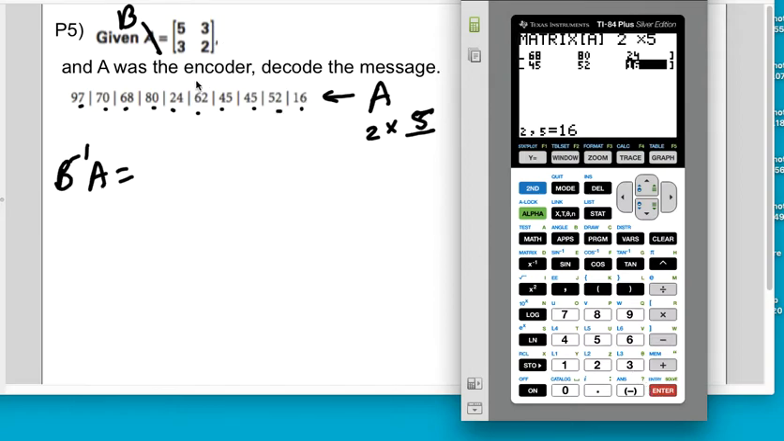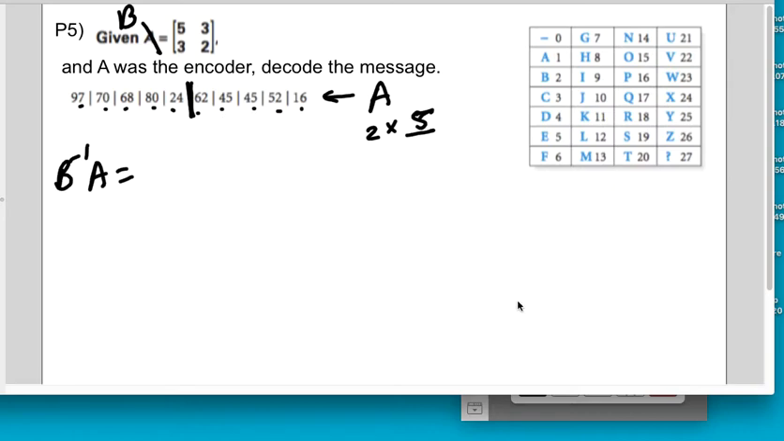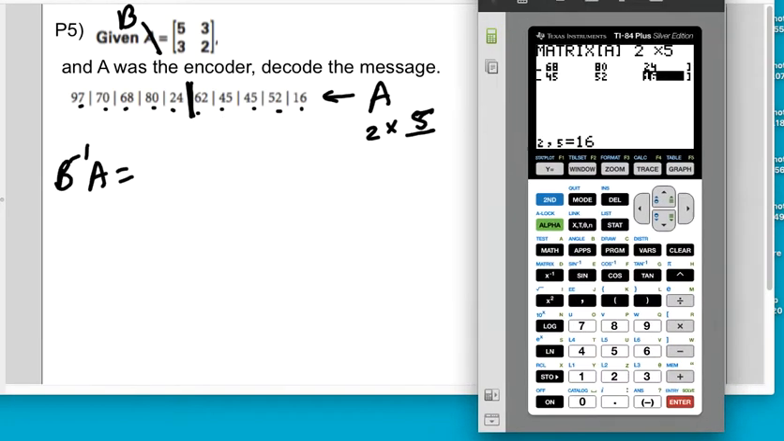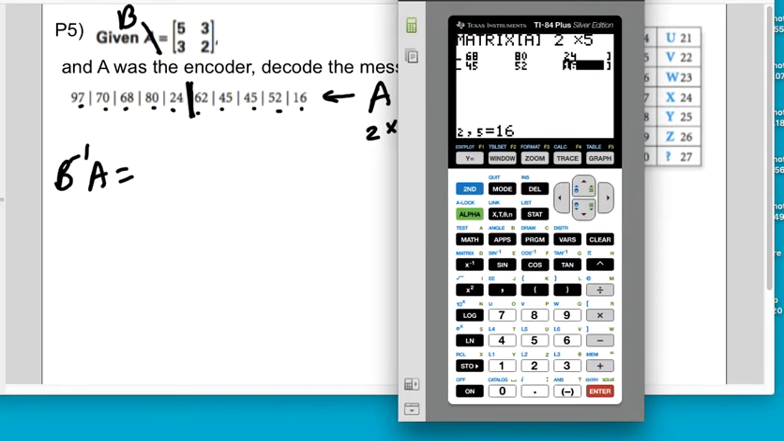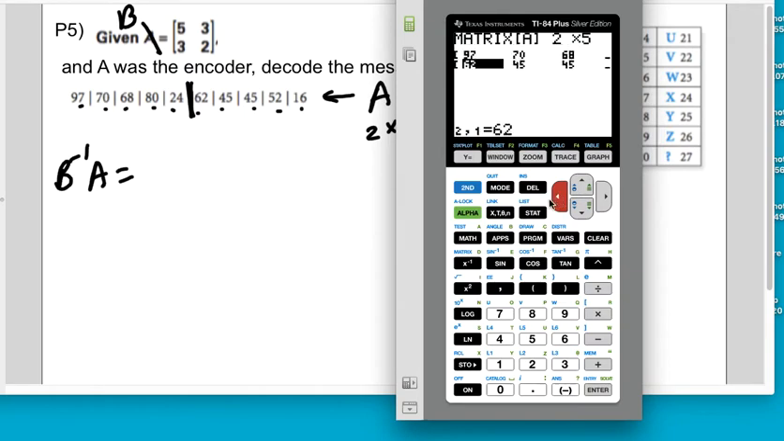So I have a 16. One easy way to check is that you can actually kind of put the line there and recognize that 16 and 24 should be the last column, and 80 and 52 should be right before that, and 68 and 45 should be before that, and yeah, they look good.